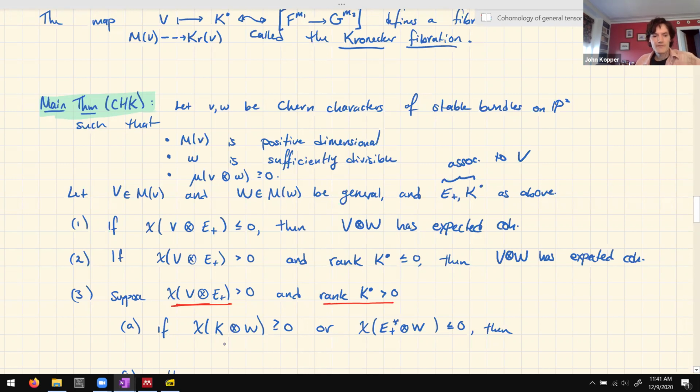So if I have the Euler characteristic of K tensor W is positive, or if its tensor product with the primary corresponding exceptional for V is negative, then once again, V tensor W has the expected cohomology, for the general V and W.